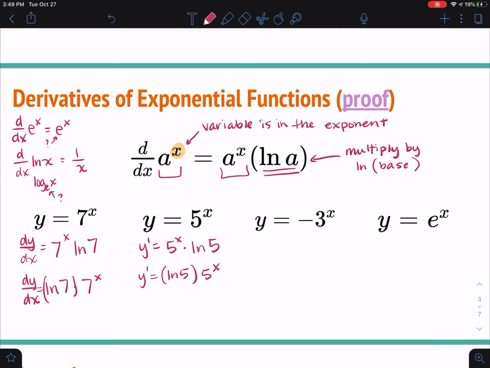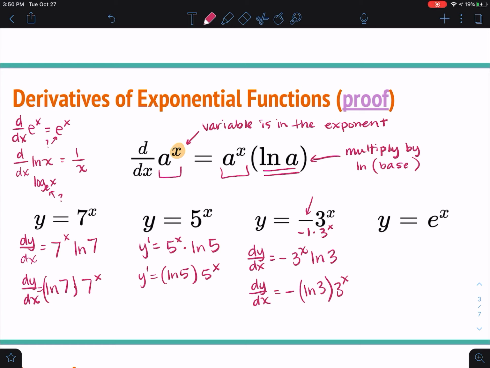Okay, now this one, this negative is going to stay out in the front because that's kind of like a -1 times 3 to the x. So we want to keep that negative out in the front. So let's use dy dx this time. I'm going to have negative 3 to the x and then my natural log of 3. So if I want to flip those around, I can. And actually in that case, I'm going to want to put the negative in the front.